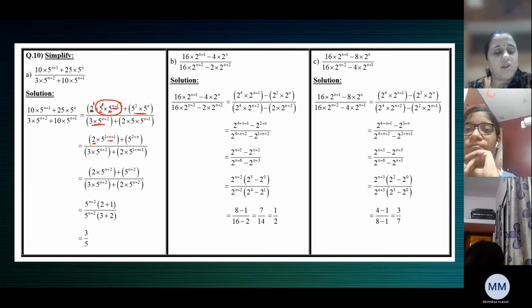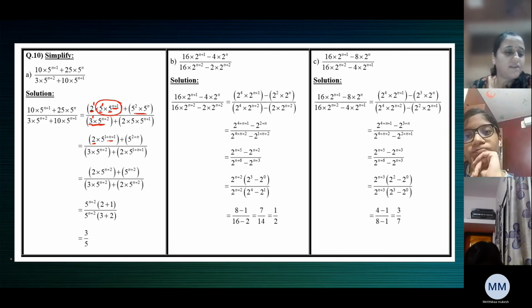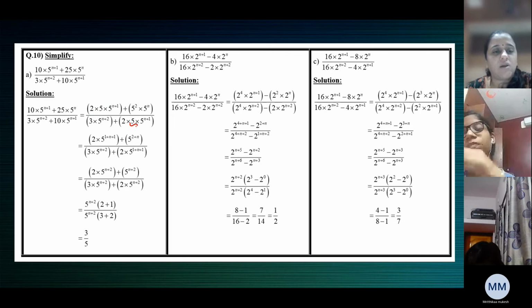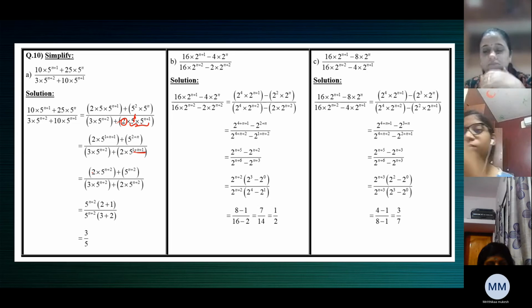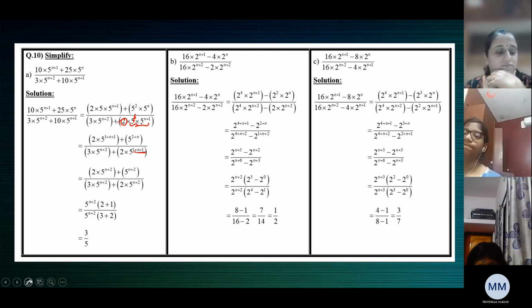Here also you cannot apply the law because here the base is 3 to the power 1. Here the base is 5 to the power n plus 2. So you cannot apply the law. And here also you can apply the law only to these two. This is 2. Here it's 5 to the power 1, base 5. 5 to the power n plus 1, base 5. So bases are same, multiplication, add the powers. 1 plus n plus 1. Got it? Yes, ma'am, understood.